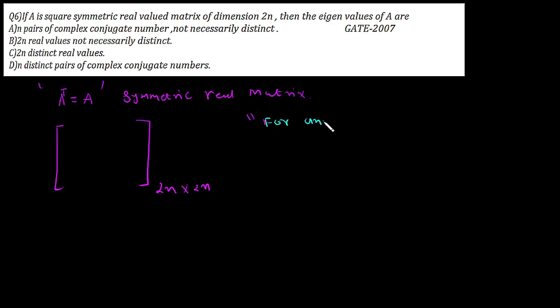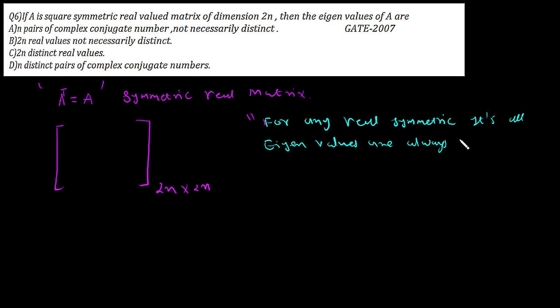For any real symmetric matrix, all its eigenvalues are always real values. So now it is the property for real symmetric matrix.